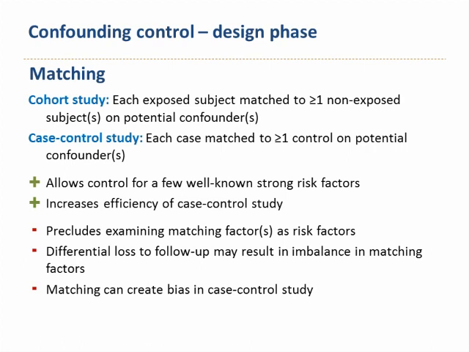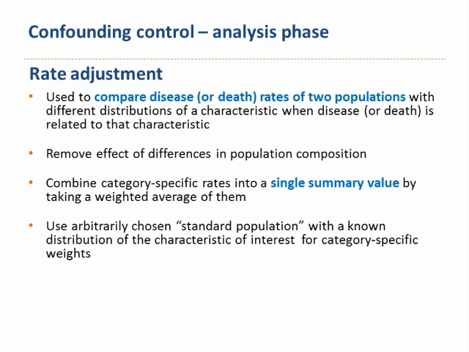We may also be concerned if there's differential loss to follow-up that results in imbalance in the matching factors. In this case, the benefit of the matching will be lost if we have differential follow-up. Matching can also create bias in case control studies if your matching factors are actually not related to the outcome that you're studying. Confounding can also be controlled at the analysis phase.